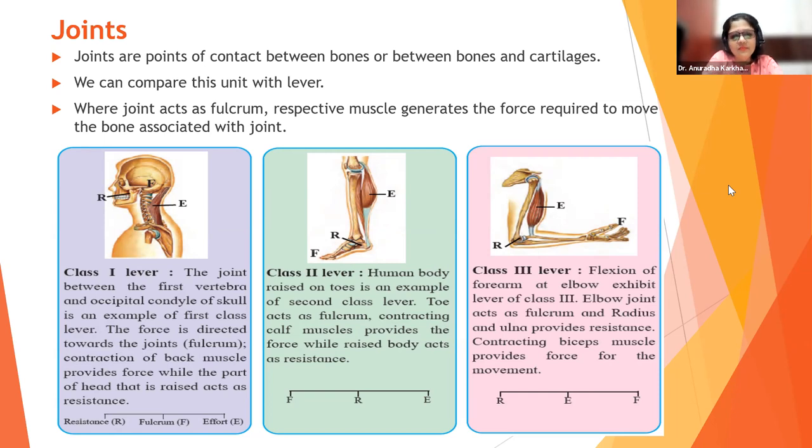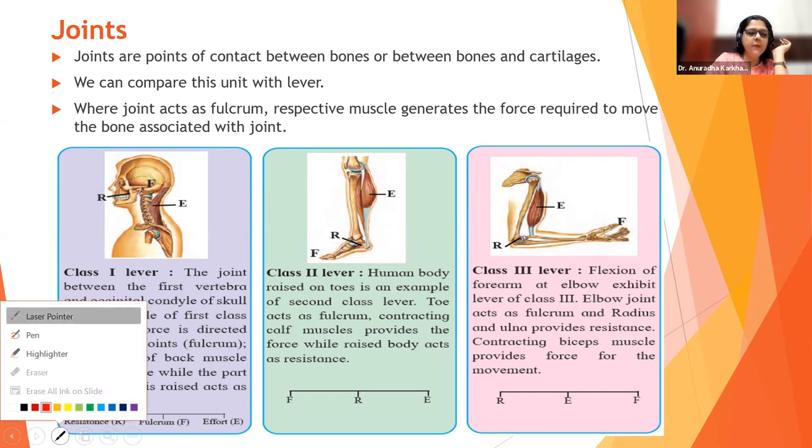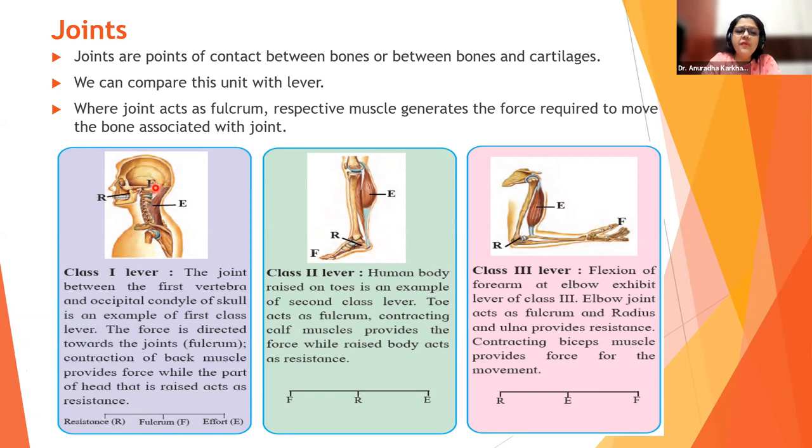Same way. So resistance, fulcrum, and effort. Resistance, fulcrum, and effort. That is RFE. Whenever it is going to be in this particular order, this particular order signifies class 1 level. Kindly remember this RFE. Resistance, fulcrum, effort. Ye dekho beta. You can see over here in this diagram. See, this is the fulcrum.